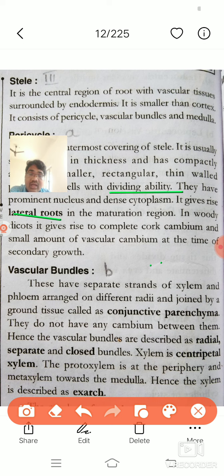Hence this type of xylem is described as the exarch condition. What is exarch? It means the protoxylem is towards the epidermis, that is, towards the endodermis and general cortex, next to the epidermis, and the metaxylem is towards the medulla. Hence this type of xylem is called the exarch condition. So these are the main characteristic features of the vascular bundles in the dicot root.